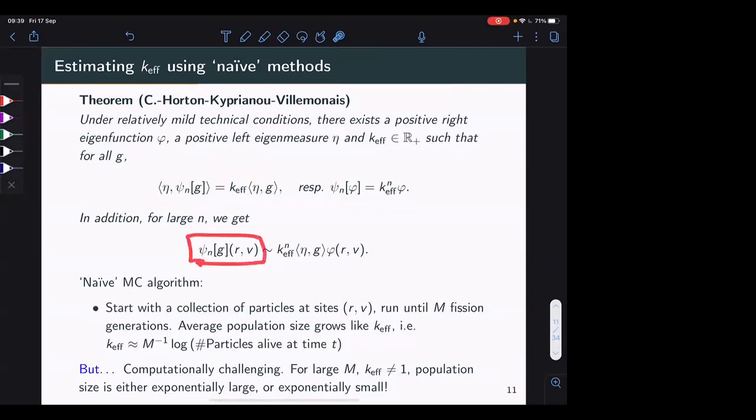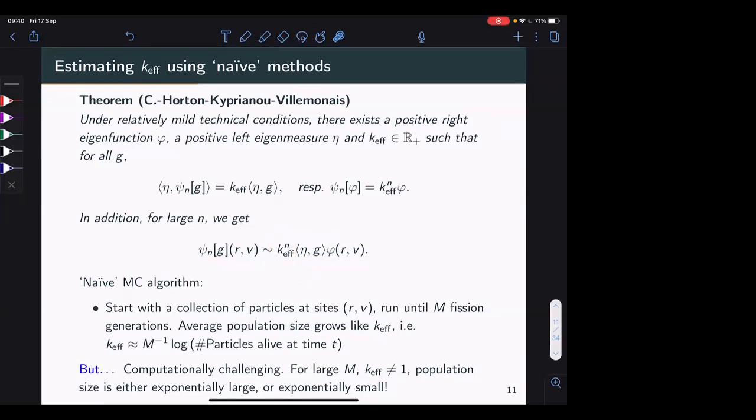And this statement here basically says, I start with a bunch of particles at position RV, I run them for n fission generations, and if I look at the configuration of my particles after n generations, I have this scaling factor k effective. I have some weighting factor that depends on my eta. Remember, this was my test function. So the position of my particles looks like this eta, and I get some weight function phi that will be important later that depends on where I start.